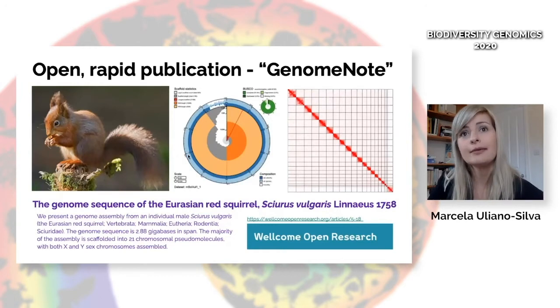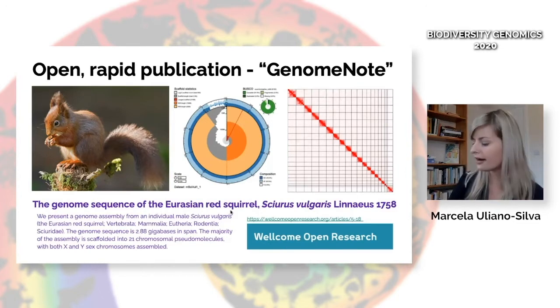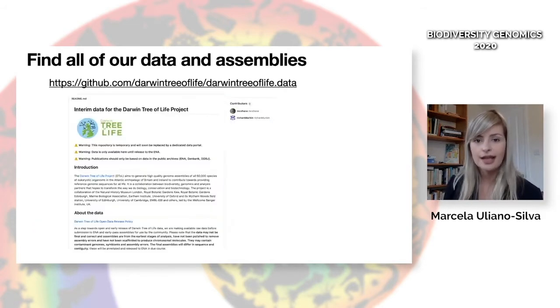Right, so our assemblies are open to everybody. Here you see the red squirrel genome node. Our assemblies will all be available in rapid publications in Wellcome Open Research, so you can find, for example, the red squirrel there already. All of our data is available, so our partners, ourselves, and yourself can do analysis with it.